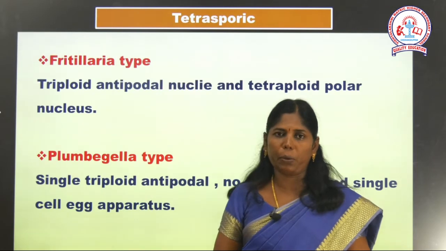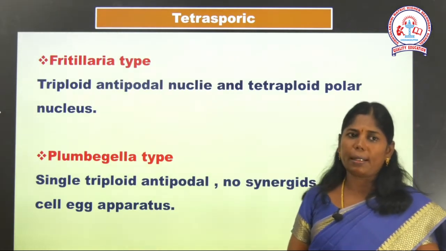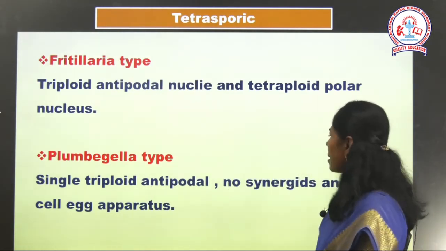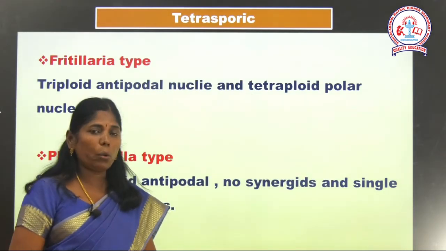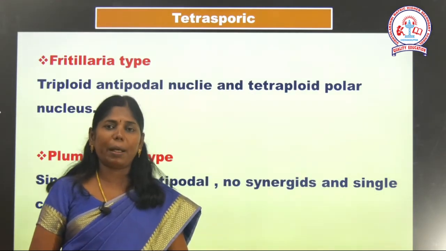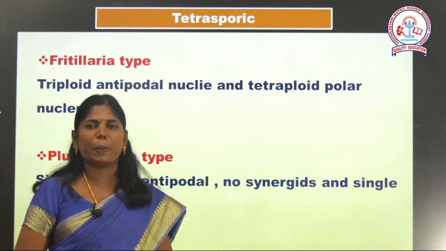This is a common type only. Synergids are absent. And another one is a single cell egg apparatus. The egg apparatus is only one, and they don't have any synergids. The egg cell alone is present.